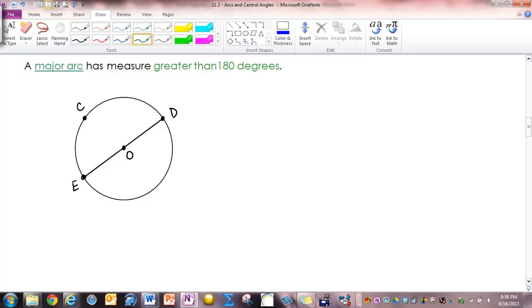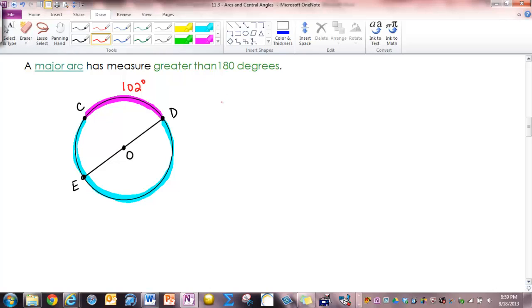A major arc has measure greater than 180 degrees. So I'm going to start by shading in arc CD, which we said before was 102 degrees. Now if I go from C to D the long way rather than the short way, I'm going to be going around this way. And this blue arc that I just showed you is called a major arc.